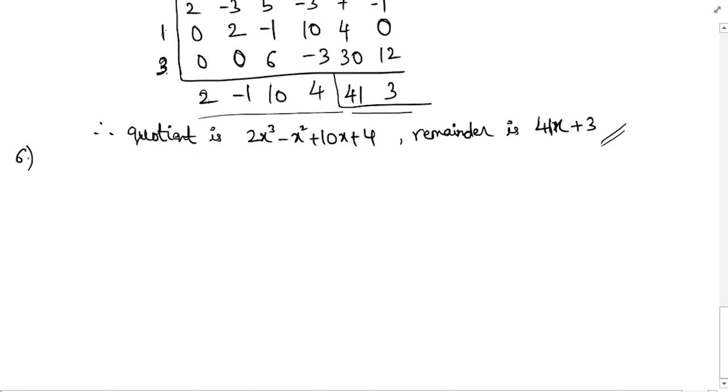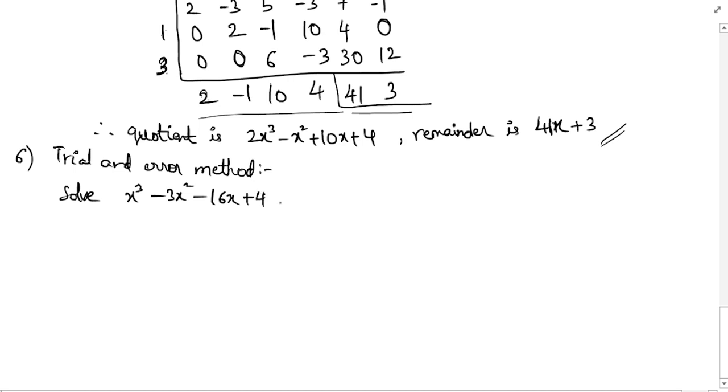Now we are going to the trial and error method. Actually, we have a trial and error method also to solve the equation. So even this I'll explain with an example. Suppose the question is given as: solve x cube minus 3x square minus 16x plus 48 is equal to 0. So let f of x be equal to this expression.